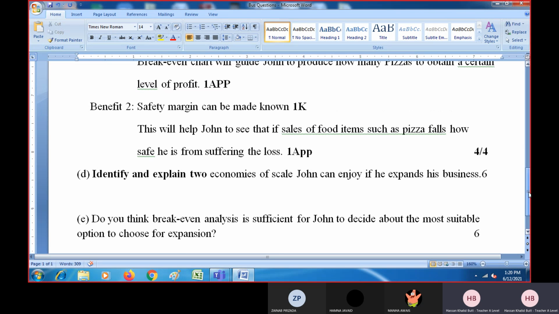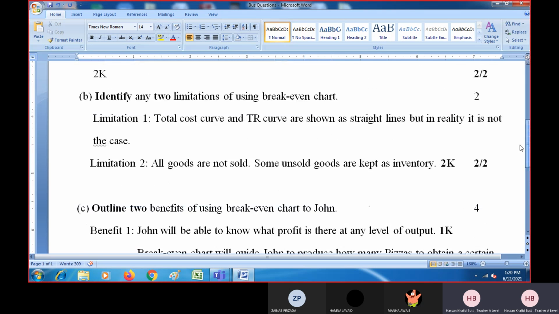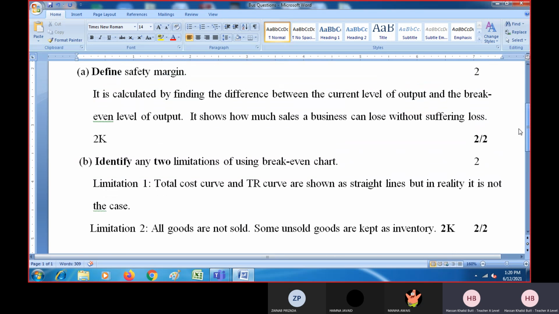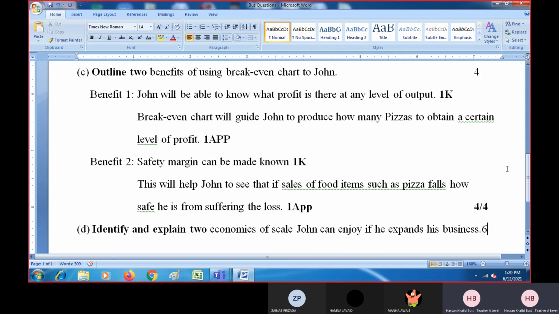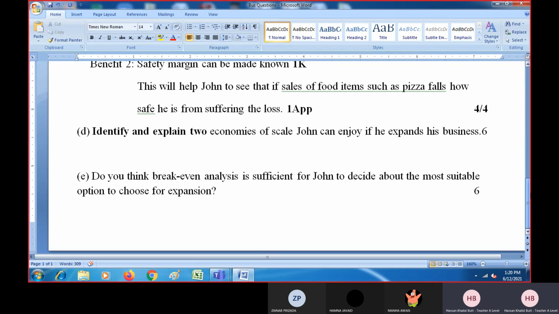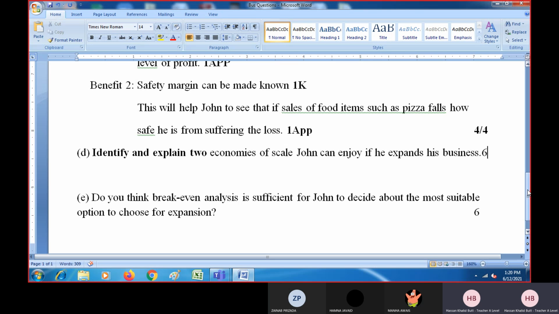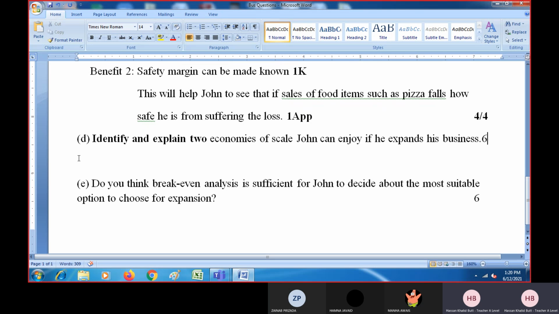If we talk about parts A, B, and C, in A there were only marks for knowledge. In part B, the same. In part C, there were marks for knowledge and application, and now there are marks for knowledge, application, and analysis as well. It means now you have to develop your point well, and this is important. So now, let's answer it.